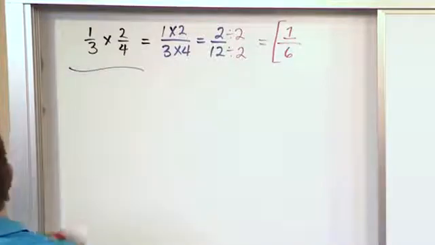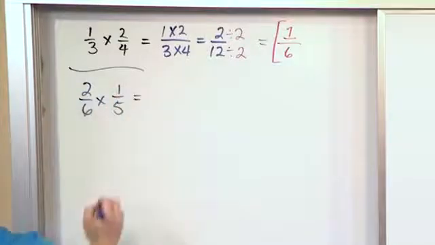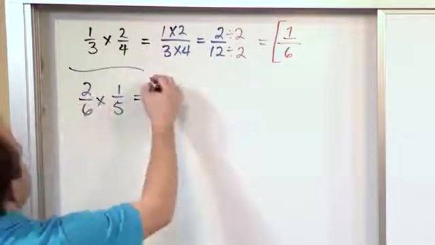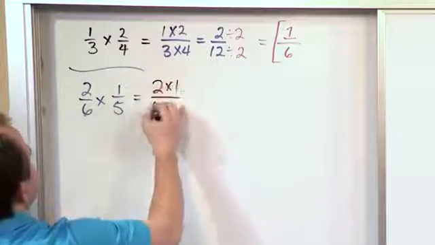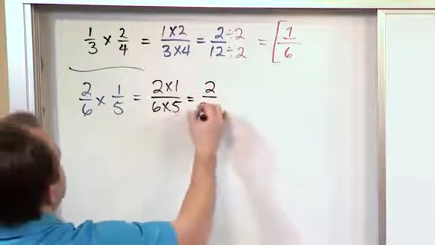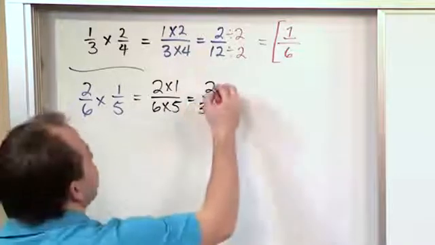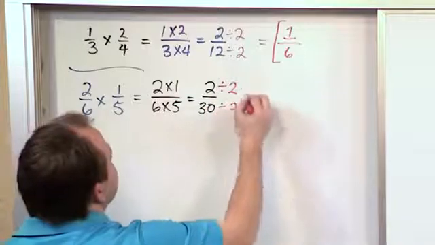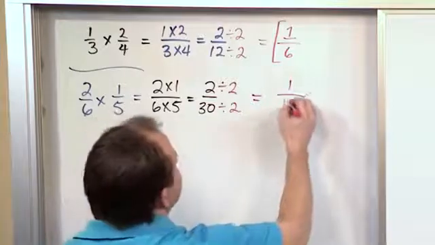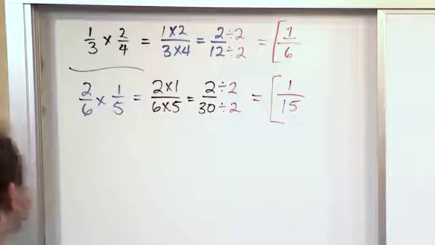All right, so the next problem, what if we have 2/6 times 1/5? I'm going to multiply these guys. So what we do, we multiply the tops, multiply the bottoms. 2 times 1 on the top, 6 times 5 on the bottom. 2 times 1 gives me 2, 6 times 5 gives me 30. So that's basically the answer, but I want to try to simplify it. Both of these are even numbers, so I divide by 2 on the top and 2 on the bottom. 2 divided by 2 is 1. 30 divided by 2, if you think about it, is actually 15, because 15 times 2 is actually 30. And so the answer is 1/15.